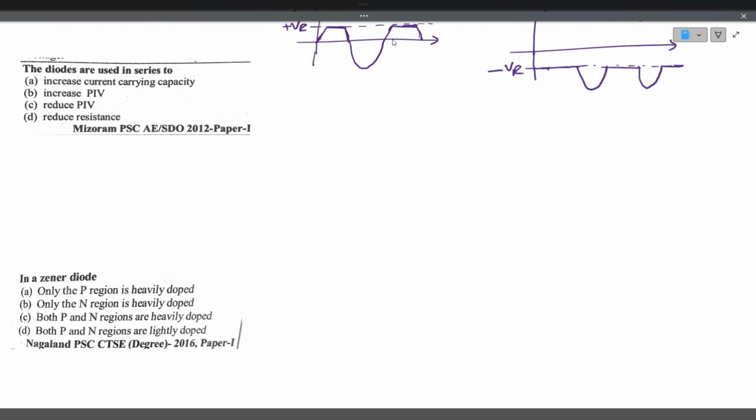The diodes used in series to increase the current carrying capacity, increase the PIV, reduce the PIV, reduce resistance. Now let's see PIV. We have already seen it's the maximum reverse voltage a diode can withstand.